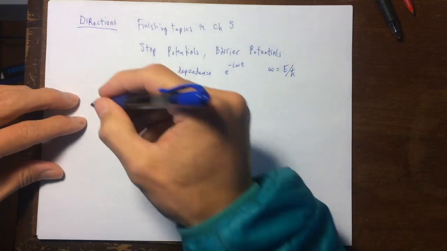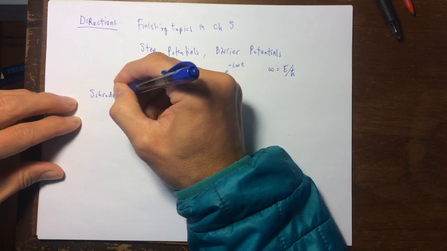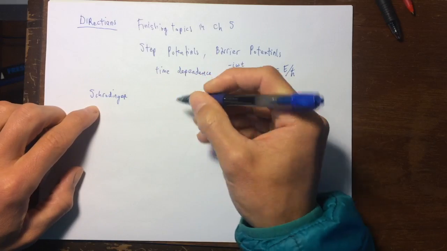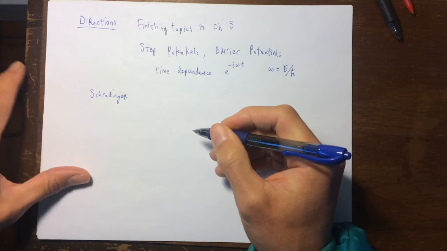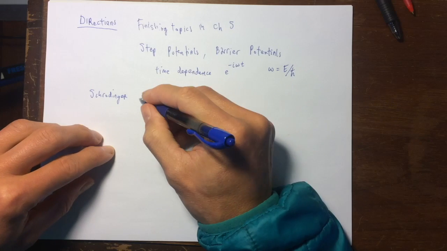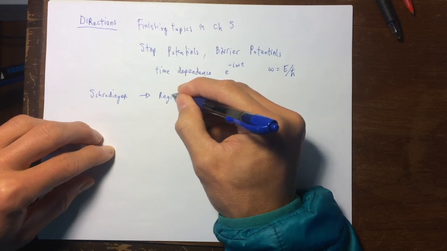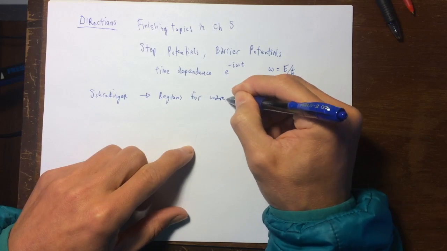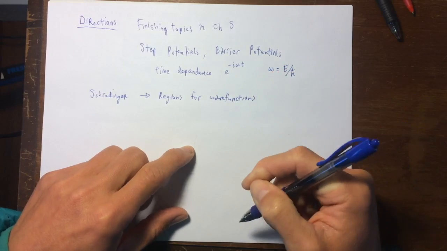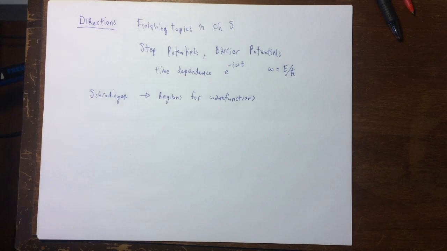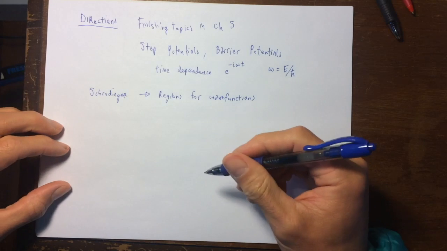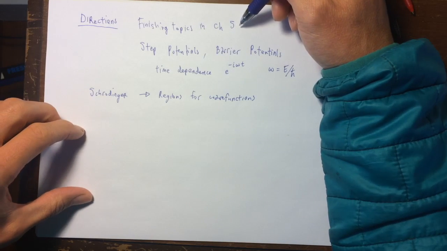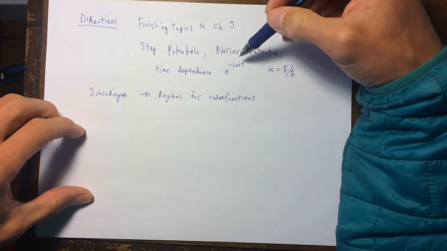You're essentially trying to build a Schrodinger equation with one of these types of potentials. And it gives you regions to think about the wave functions. So regions for wave functions, really similar to what you did in your earlier efforts with the finite well and the infinite well. So you're finishing the topics in Chapter 5. This is what's going on.